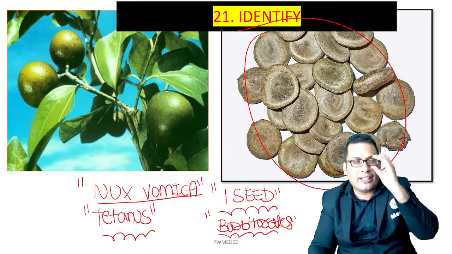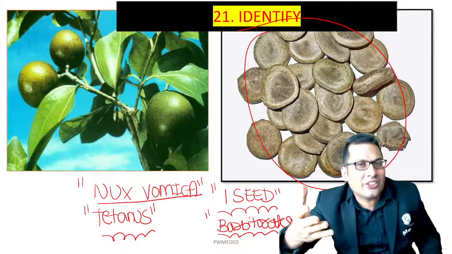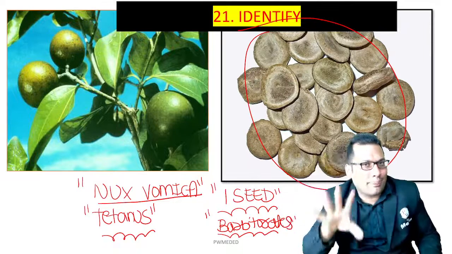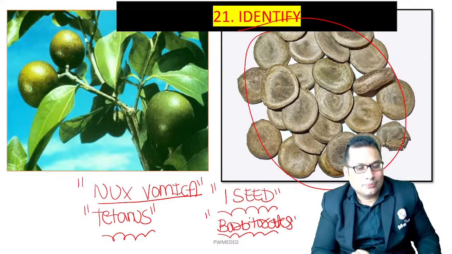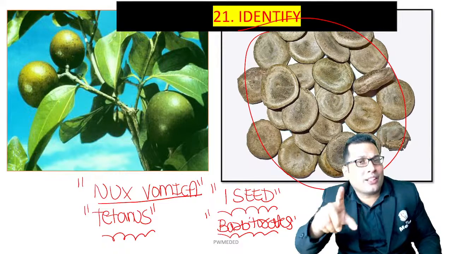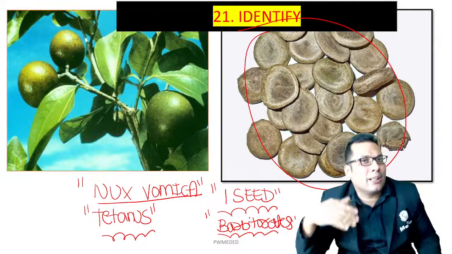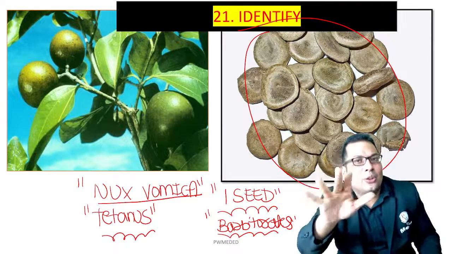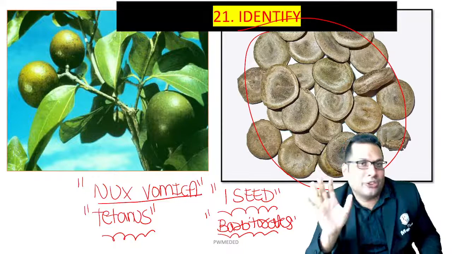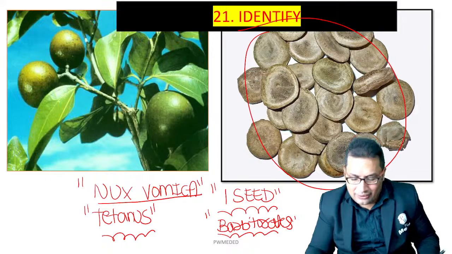I repeat, there are 5 important points. The seeds are circular with a central depression. Second MCQ, the fatal dosage is 1 seed. Third, mechanism: they act on the spinal cord and inhibit the glycine. Fourth MCQ, resemble tetanus. Fifth MCQ, the treatment of choice is barbiturate. And they are bitter in taste.